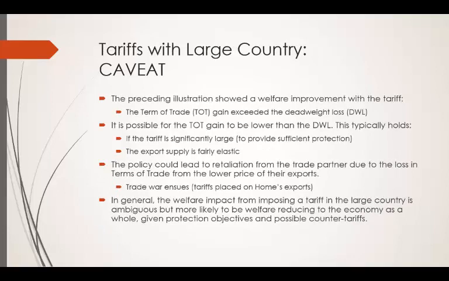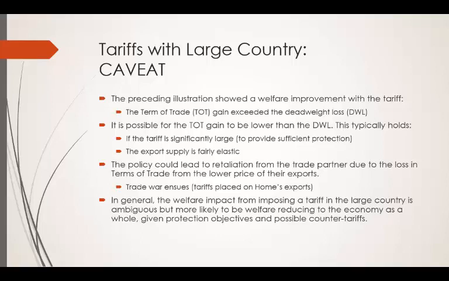Okay, we now need to add a caveat here, since we have a result that seems to contradict our stance on the advantages of free trade. It's important to keep in mind that in general, the terms of trade gain need not be larger than the deadweight loss. In fact, it's very difficult for that to happen.